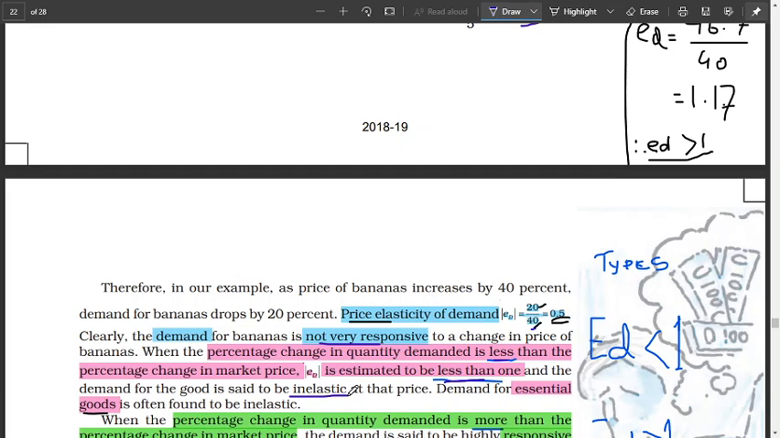So we talk about the method, but at the same time we get the first type of elasticity: ED less than 1, meaning inelastic. Less than 1 means 0.1, 0.2, point something, 0.9, 0.99, but not 1. If the answer you get is point something, understand it is less than 1, it is inelastic, the case of not very responsive to the change in price.